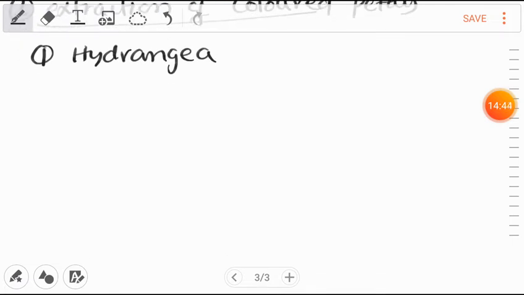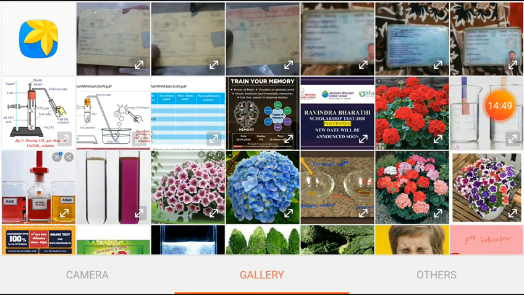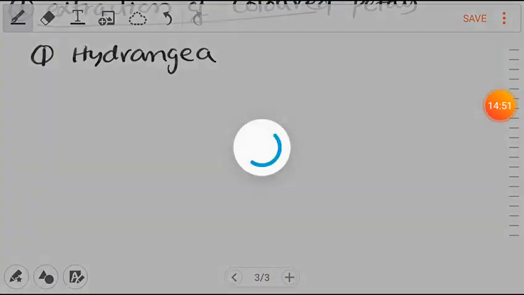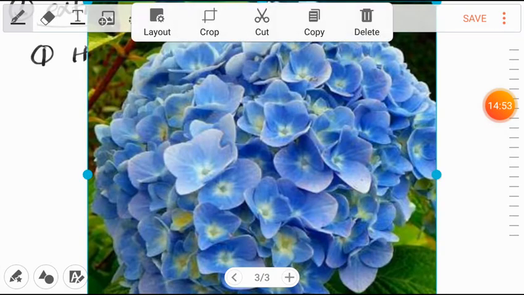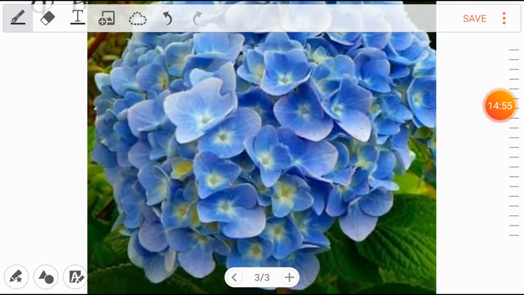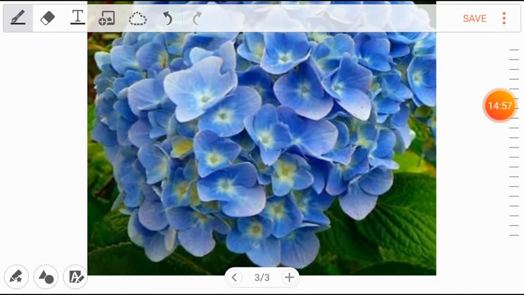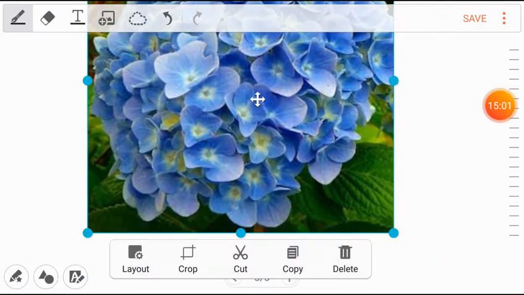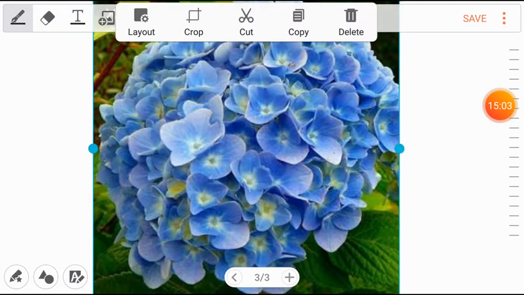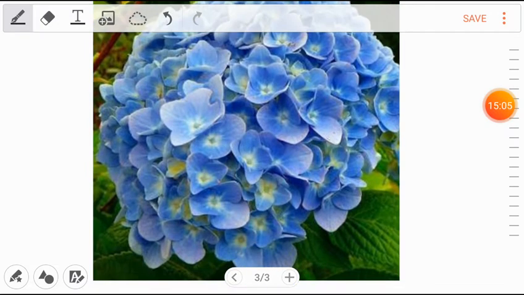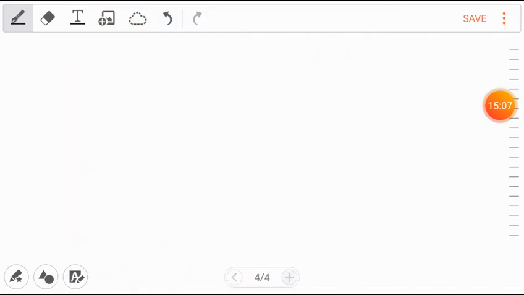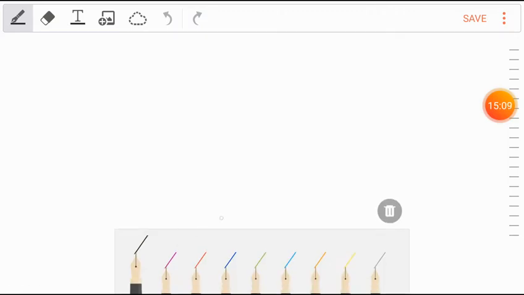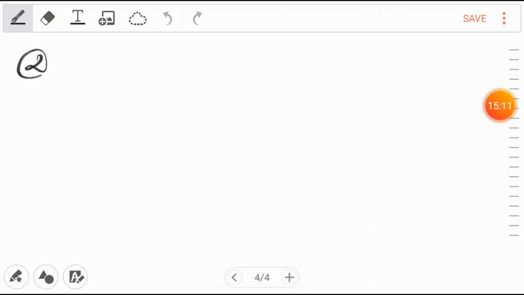So I'll show you the hydrangea plant. I'll take the image, you can understand. So this is the hydrangea plant in basic soil. This is the hydrangea plant, are you seeing this one? So see, this is the hydrangea plant.